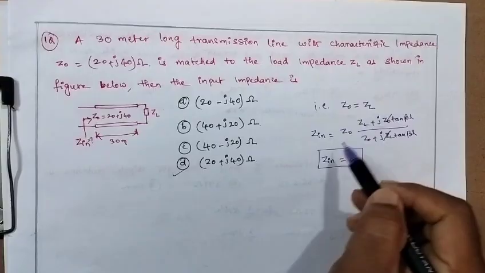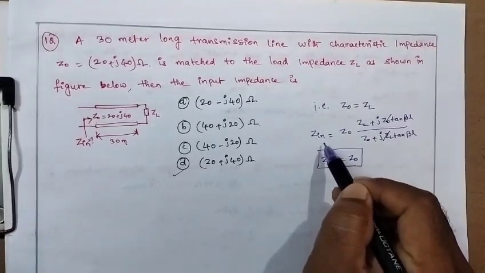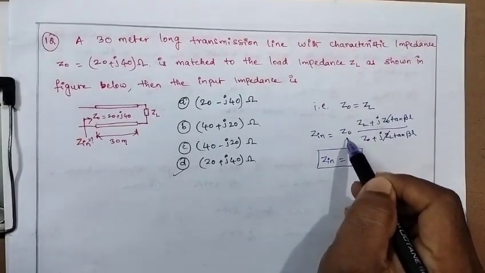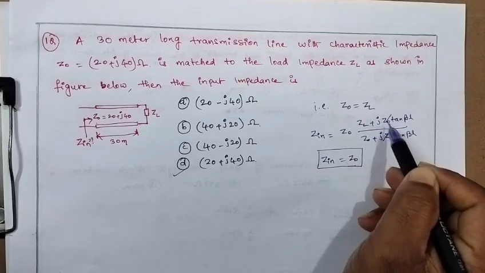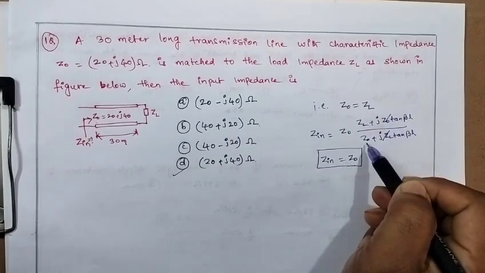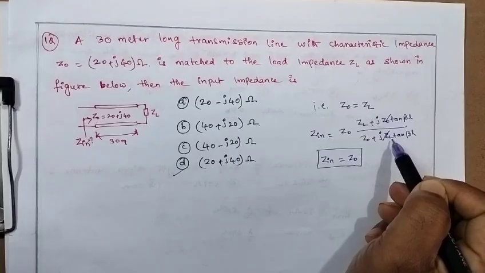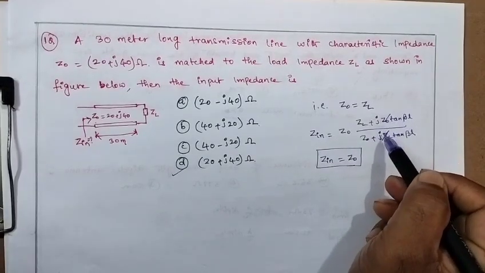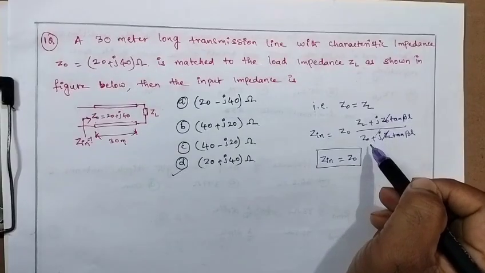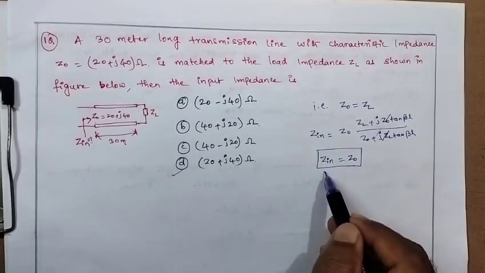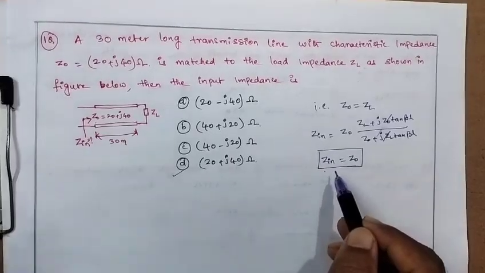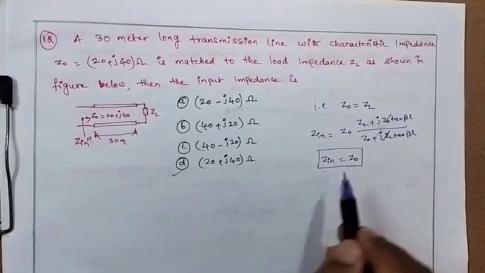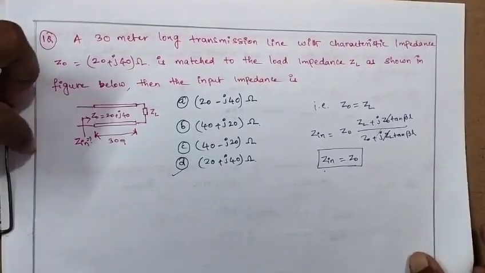If Z0 equal to ZL, the input impedance of the transmission line is Zin equal to Z0 into (ZL plus jZ0 tan βL) by (Z0 plus jZL tan βL). If Z0 equal to ZL, the numerator becomes the denominator, so both will be cancelled out. So the input impedance of the transmission line is Z0, which is the characteristic impedance. So option D will be the correct answer for the given question.